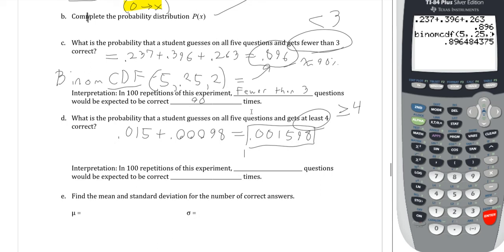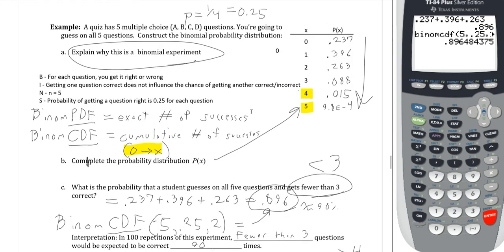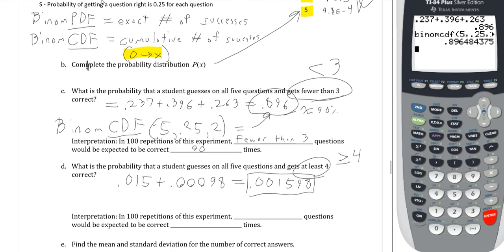Or alternatively, we could use Binomcdf, but by applying complements. Remember, Binomcdf adds up the probabilities from 0 up to the number of successes, which is the exact opposite of what we want. What we don't want is 0 through 3. So what I could find instead is Binomcdf of 5 trials, 0.25 probability of success, and 3 successes. I'll find all of those probabilities together, and if I take that away from the total of 1, that should give me the exact same answer, or approximately the same because I rounded off the previous one.